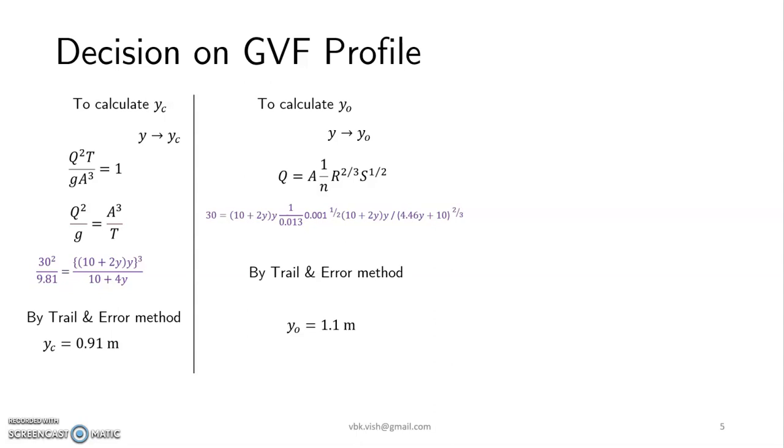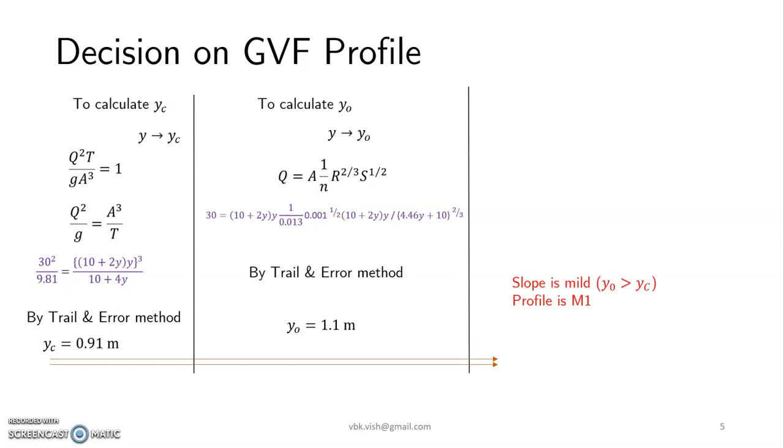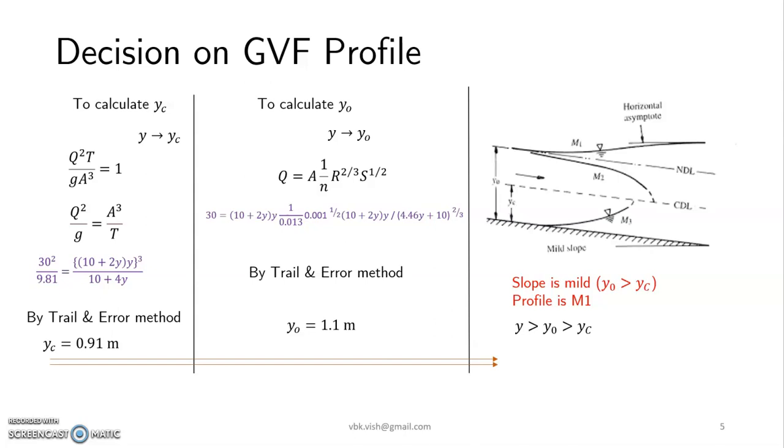Now the decision is fairly simple. Y is known to us, YC is known to us, Y0 is also known to us. With the help of all these things, what we have here is Y0 being greater than YC. So the slope is M, the mild slope. The profile is M1 just because Y is greater than Y0 and Y0 is greater than YC. This is how we arrive at a conclusion saying that the profile is M1.